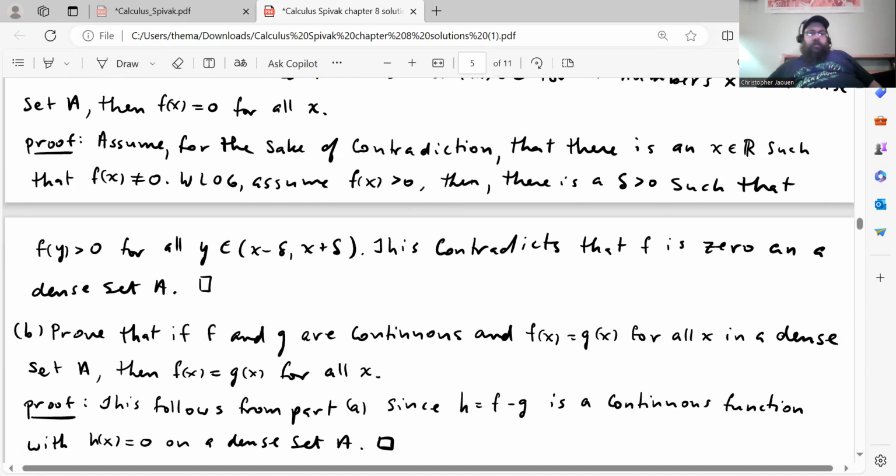All right, so here's the proof. Assume for the sake of contradiction that there's a real number x such that f of x is not 0. Then without loss of generality, we can assume that f of x is positive. If it's negative, we can just consider the function negative f, and that's why we can do it without loss of generality. Then there is a delta greater than 0 such that f of y is greater than 0 for all y in the open interval from x minus delta to x plus delta. This contradicts that f is 0 on a dense set A, and that's it.